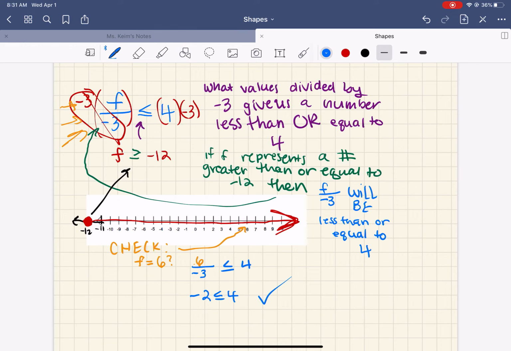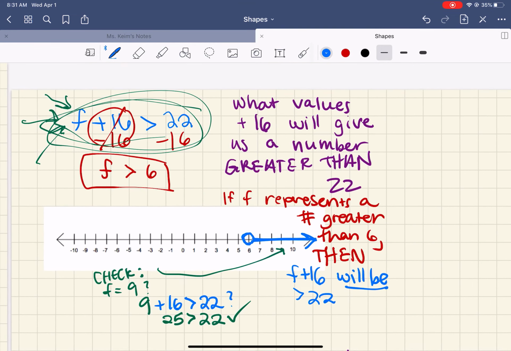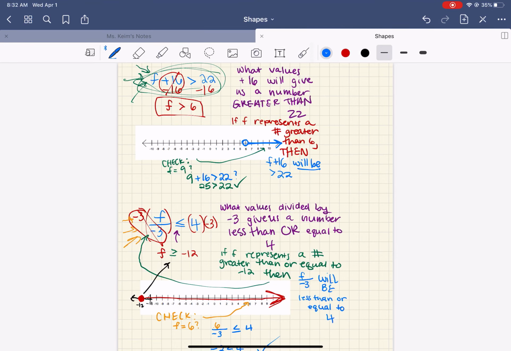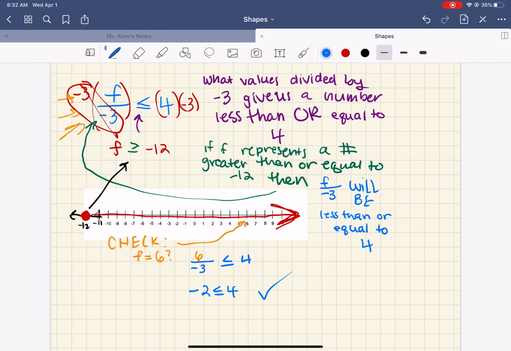So remember, guys, when we're solving inequalities, we are finding the range of solutions that make our inequality true. I didn't have to pick 6 to check my work. I could have picked 9, -5, 4, because there are many values that we could use for f to make our inequality true. So we're solving for a range of numbers here. The only thing that makes this different than equations is the type of answer we're getting. We're not getting just one number, we're getting a range of numbers. So keep that in mind.